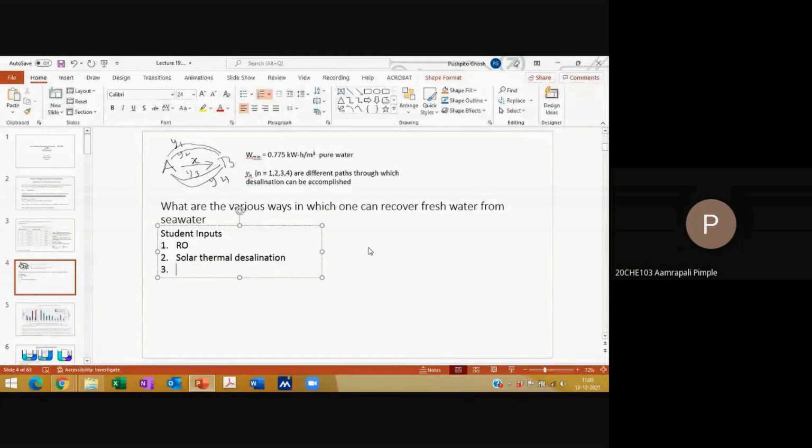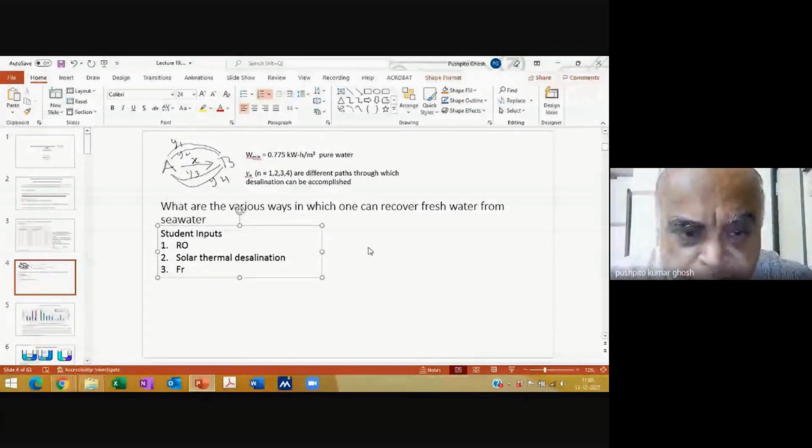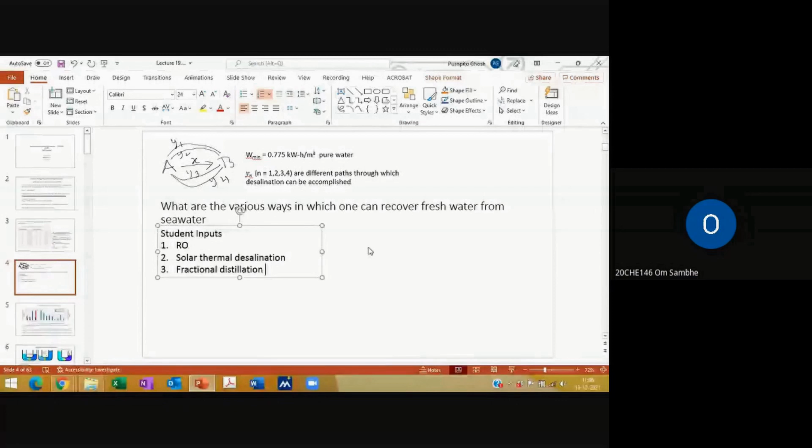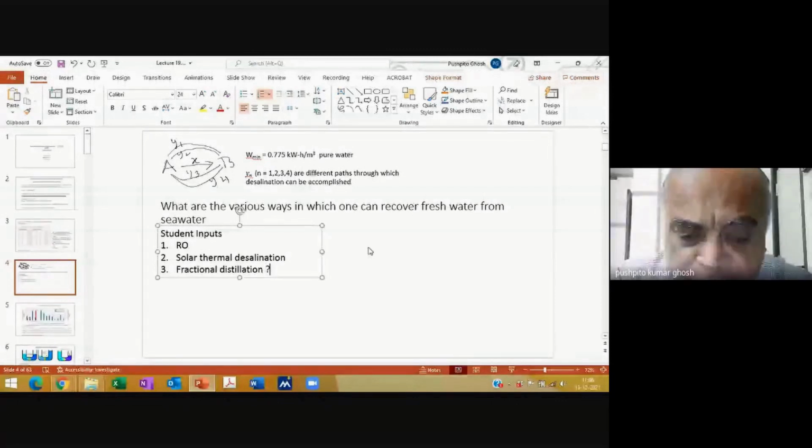Fractional distillation. You're saying fractional distillation, right? But in seawater, I've got only one solvent, right? Water. I mean, I don't have mixed solvents. I've got non-volatile solutes, but I only have one solvent, right? Water. Correct? Yes, sir. You'll have to see what you mean by fractional distillation. But again, it is a thermal process. Okay. Anything else?